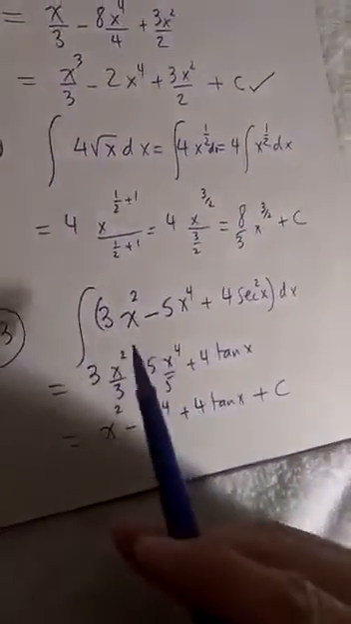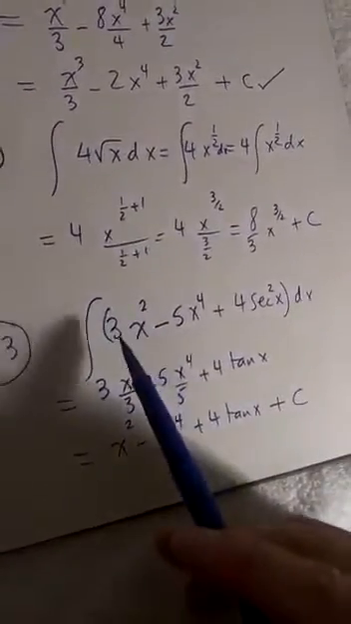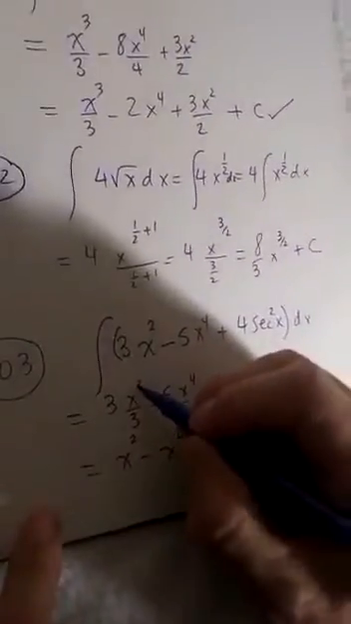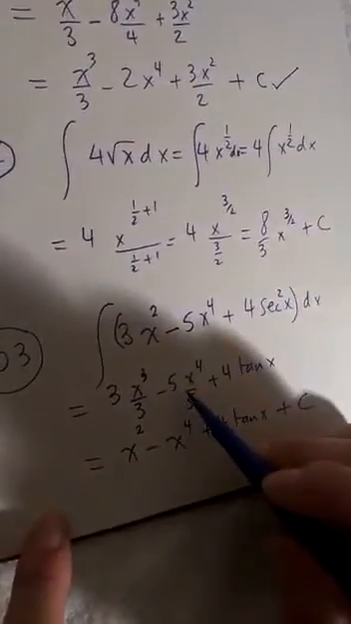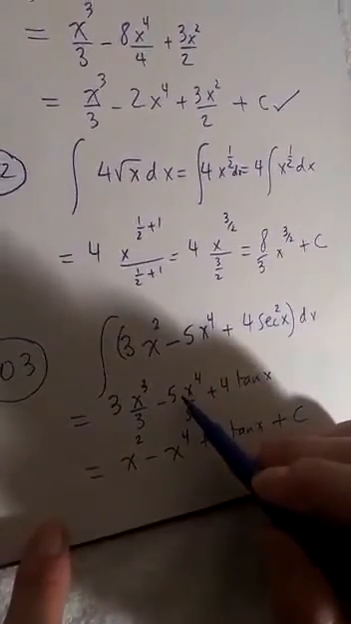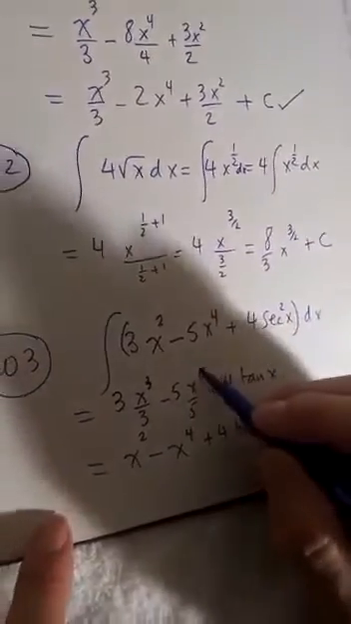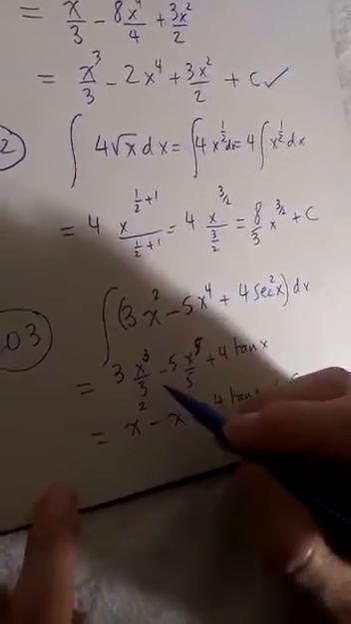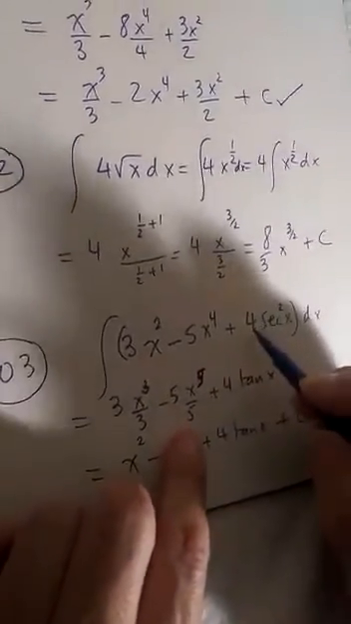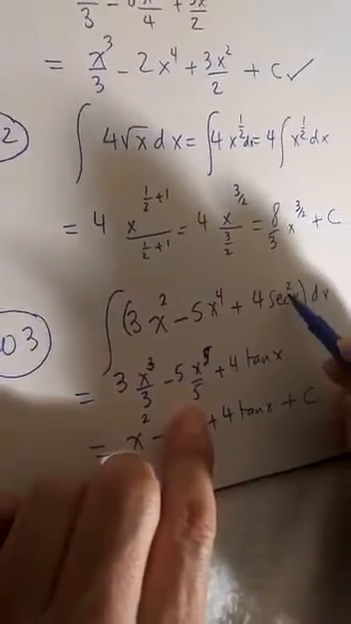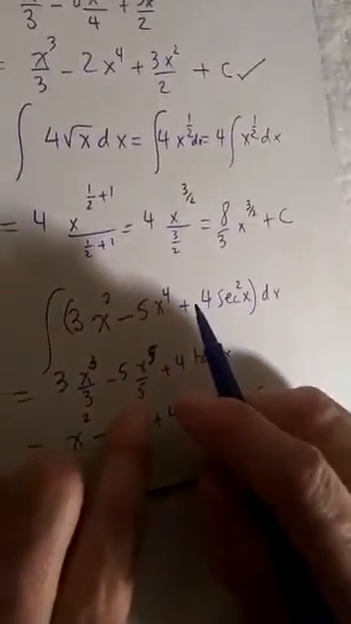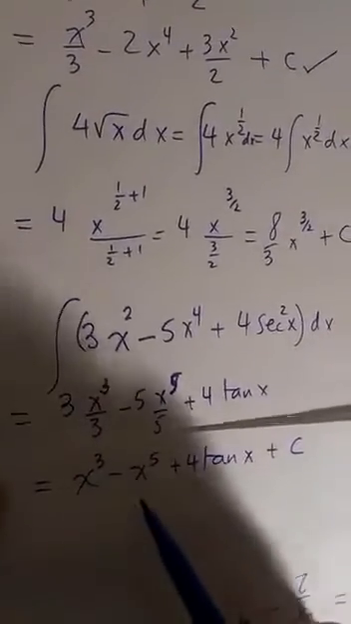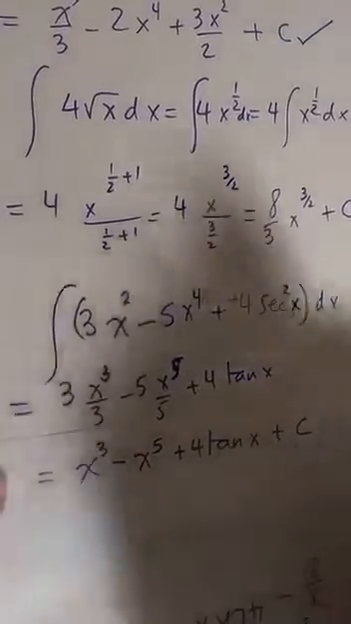Here's another one. 3x squared, etc. So this will be 3x cubed over 3, minus 5. The integral of x to the 4th is x to the 5th over 5. I kept them as derivatives. Plus 4 times the integral of this, which is tangent x, equals x cubed, the 3's cancel, minus x to the 5th, plus 4 times tangent x plus c.